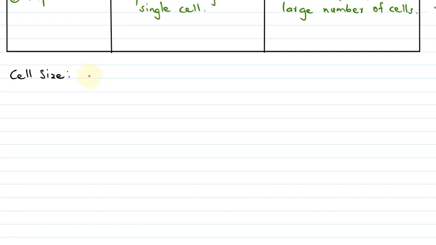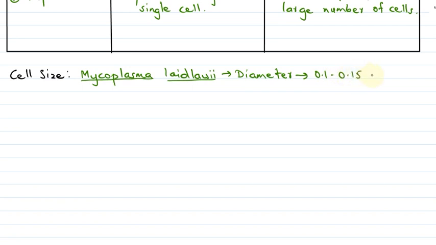So the cell that is the smallest is of mycoplasma. The mycoplasma, laidlawii, has a diameter of about 0.1 to 0.15 micron, and these cells are considered to be the smallest of cells. That is, the cells of mycoplasma are the smallest cells.